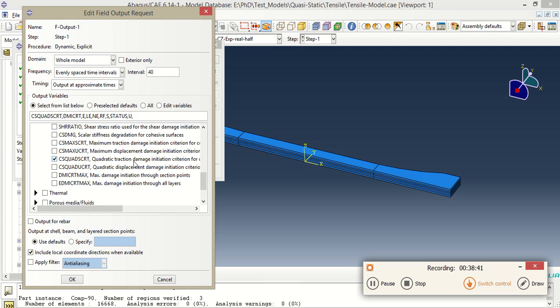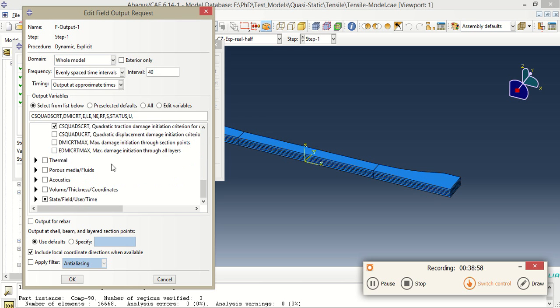cohesive zone is initiated, or the cohesive bond is broken. So that initiation is also being given by CS quad SCRT. Or if you have taken the other cohesive zone criteria, then you could choose among these. Okay, this should remain in the whole model. Okay.